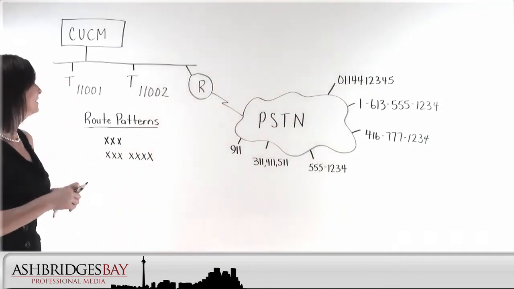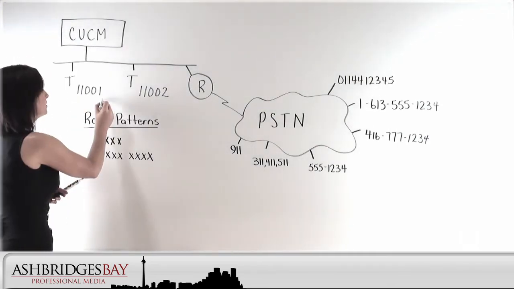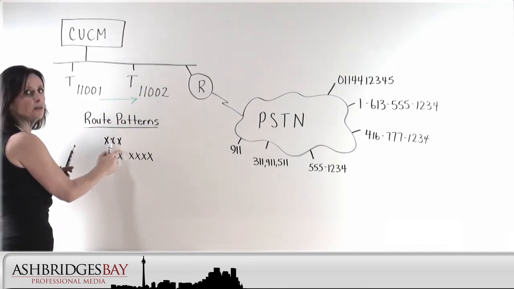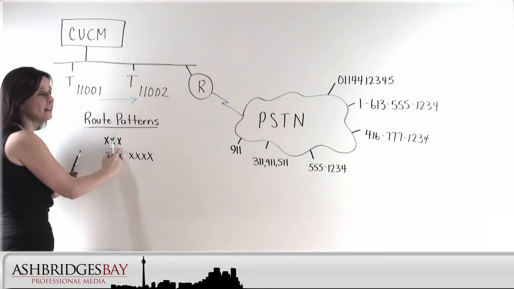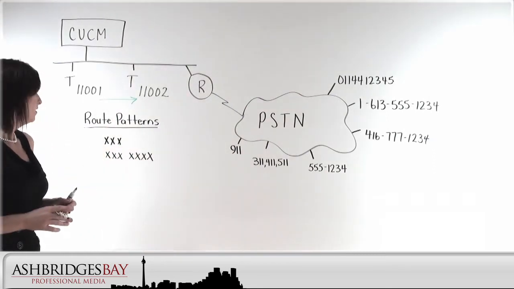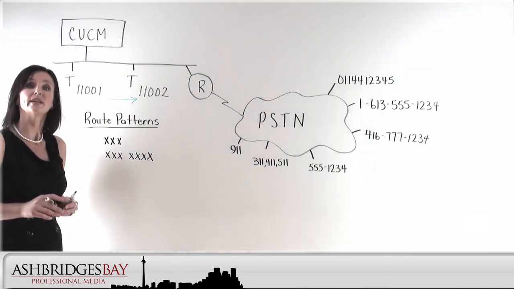Or, similarly, let's say that I want to call from extension 11,001 to 11,002. I dial 110 and I've matched this pattern. Does that mean that the call manager is going to route that call out to 110? Or is it going to wait? What the call manager is going to do is wait.